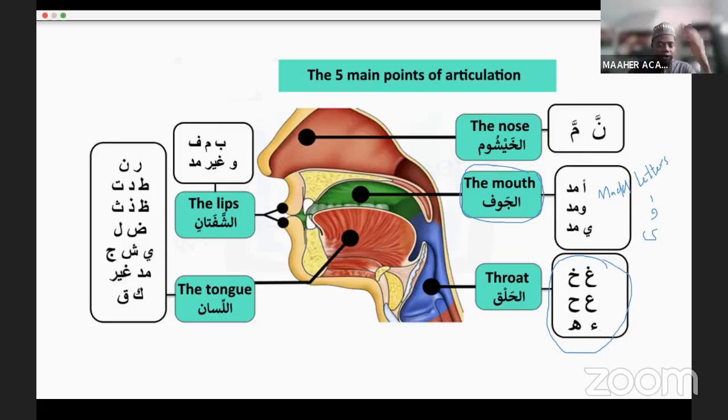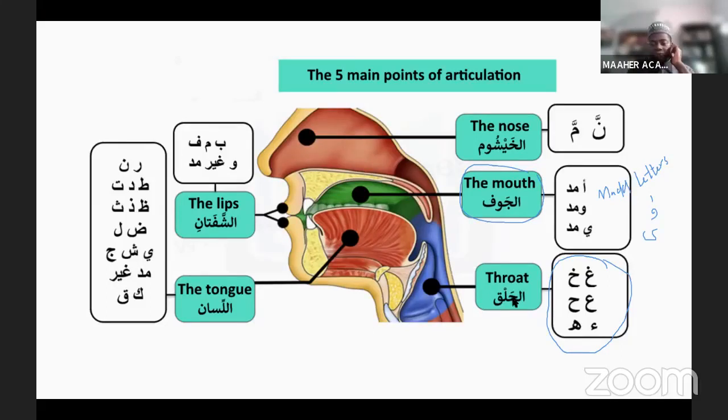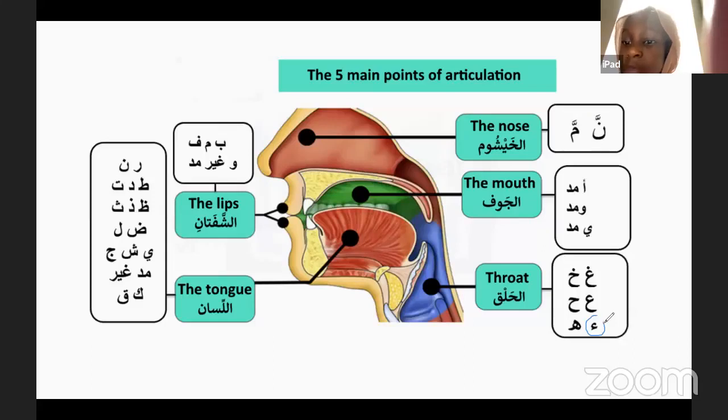I want us to do some practice before we do the quiz. I've got a few minutes left. Okay, Fatima, I want you to try and pronounce the Hamza and the Ha. I've just demonstrated how they get pronounced. The Hamza comes from the bottom of the throat. The Ha also comes from the bottom of the throat with more pressure. If you're not feeling the Ha at the bottom of the throat, you're not pronouncing it correctly.